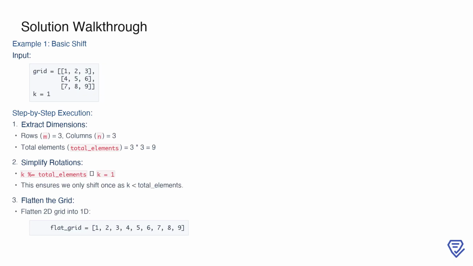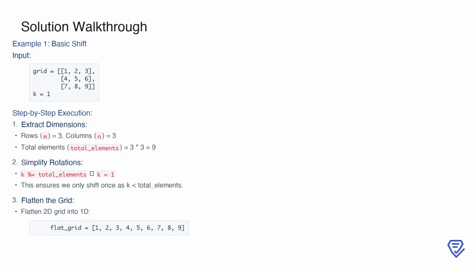To solve the problem, we start with a simple example. The input grid is a 3x3 matrix, and we need to shift all elements by one step. First, we extract the dimensions of the grid. There are 3 rows and 3 columns, giving us a total of 9 elements. Next, we simplify the number of rotations by taking the remainder of k divided by the total number of elements. Since k is 1 and less than 9, it remains unchanged.